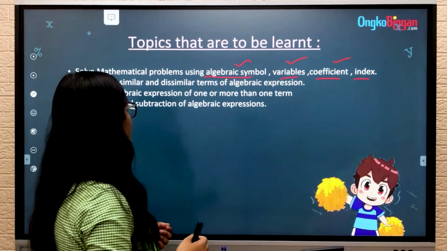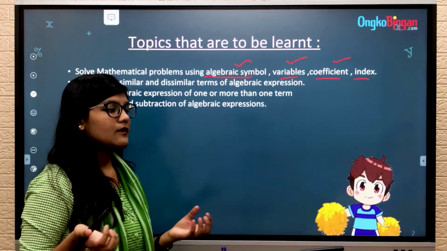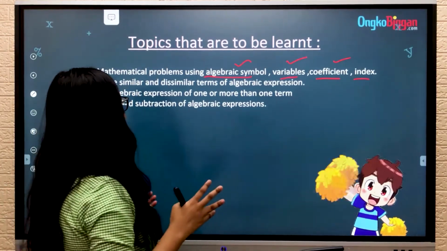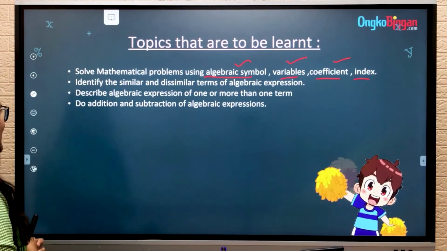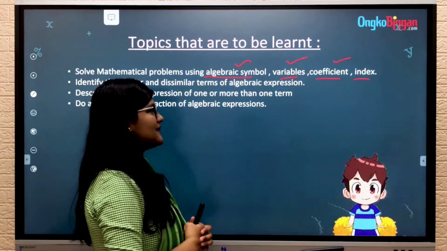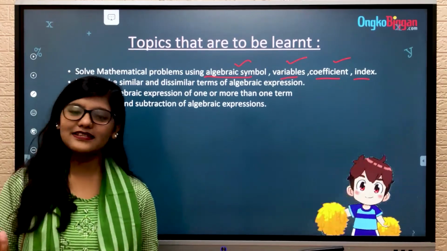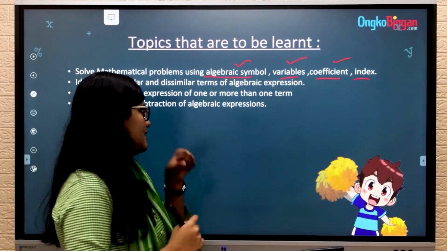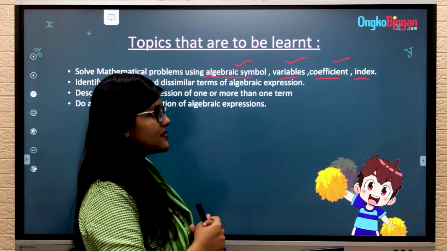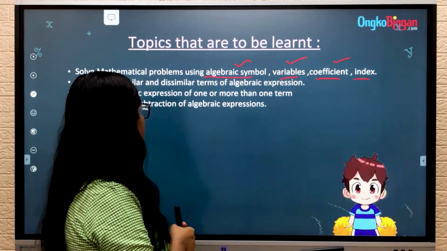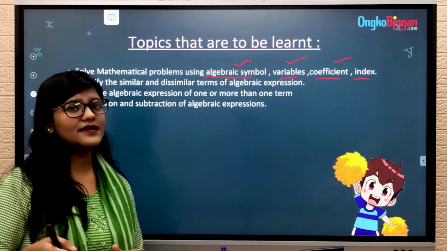Describe algebraic expressions of one or more than one term. That means in an algebraic expression, more than one term is expressed at a time. We will learn about that going forward. Then do addition and subtraction of algebraic expressions. We have learned how to do summation, multiplication, division in arithmetic in lower classes, but the process of algebraic summation, subtraction or multiplication is a bit different from the arithmetic one.